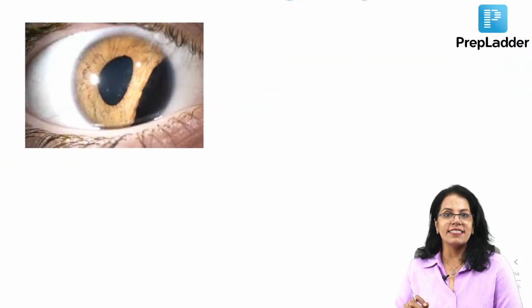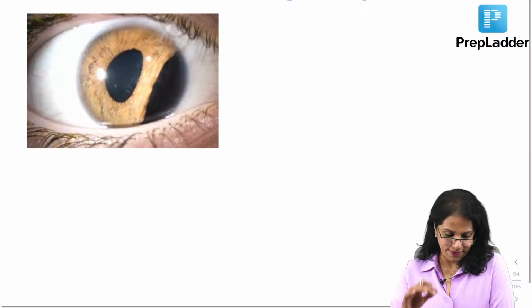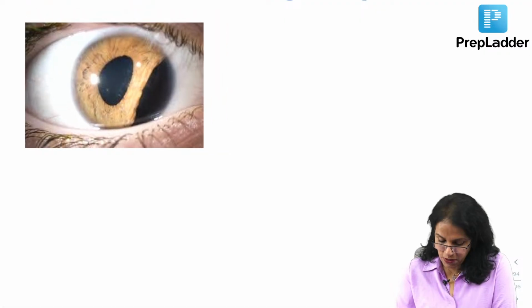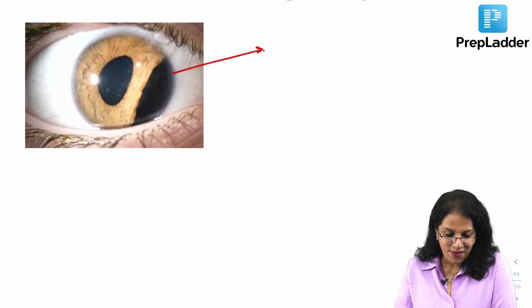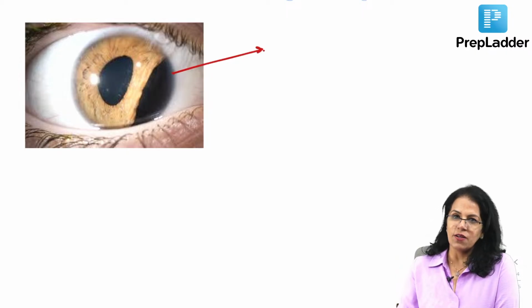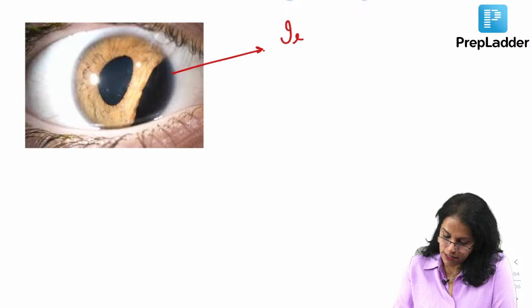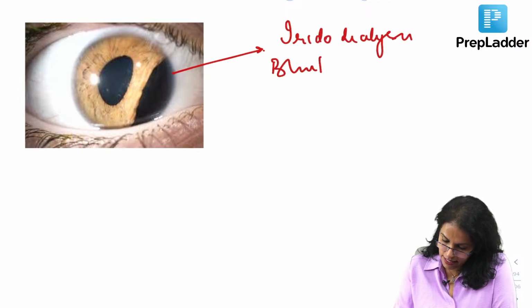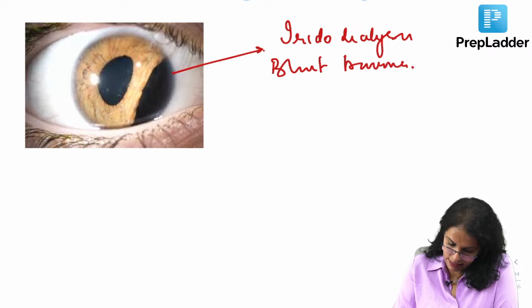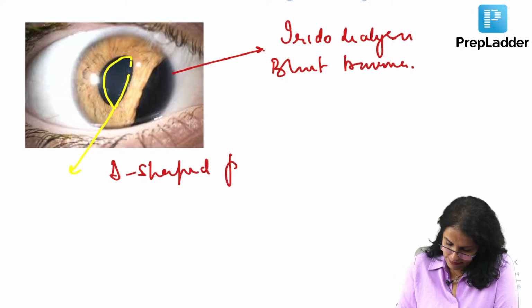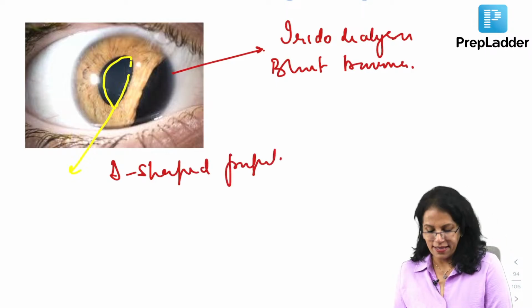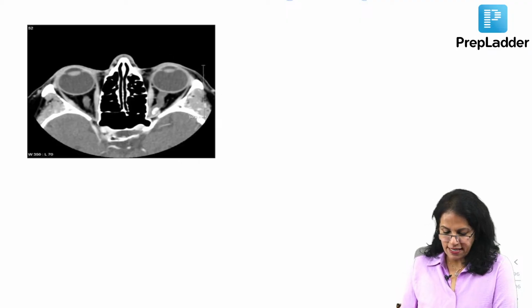We next talk about this image. So, everybody knows here there is disinsertion of iris from its root, isn't it? And what is this called? This is your iridodialysis. It can happen after blunt trauma. What else have you studied? How is the pupil in the image? You can see it is not round, it is a D-shaped pupil. So, we will answer D-shaped pupil. Okay? Yeah. We come to the next.